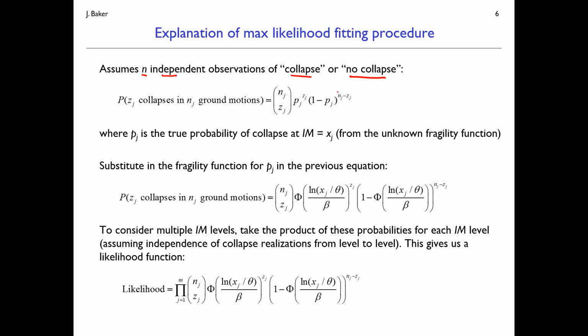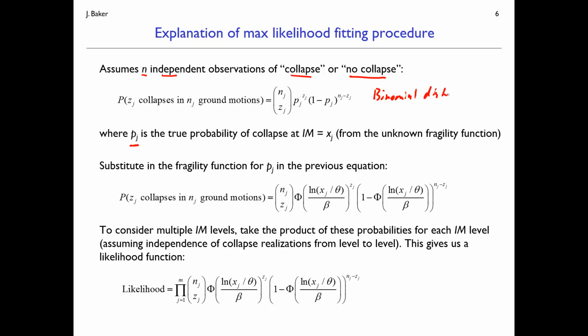Okay, so if I have n observations of collapse or no collapse, and P sub j is the true probability that a ground motion at that intensity level would cause a collapse, then the probability that I would see a given number of collapses out of my n analyses is given by a binomial distribution.